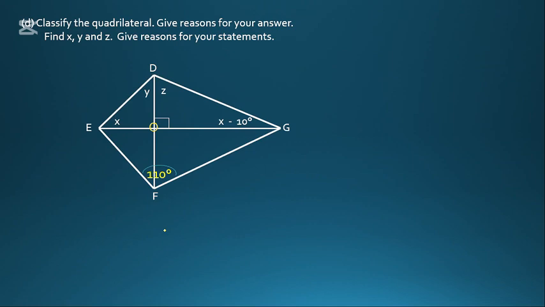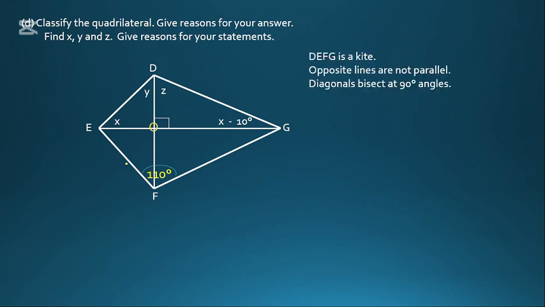Then we move to the last one. Classify the quadrilateral. Give reasons for your answer. I can see these two diagonals, right? They bisect at 90 degrees. No lines are parallel. So I know immediately that this can only be a kite. So DEFG is a kite.